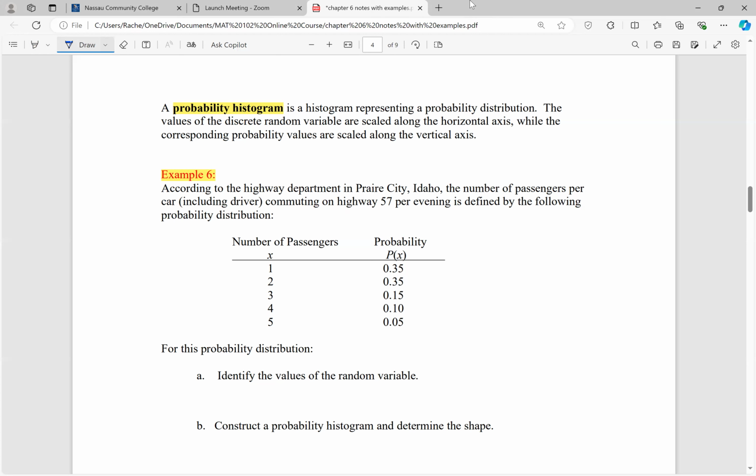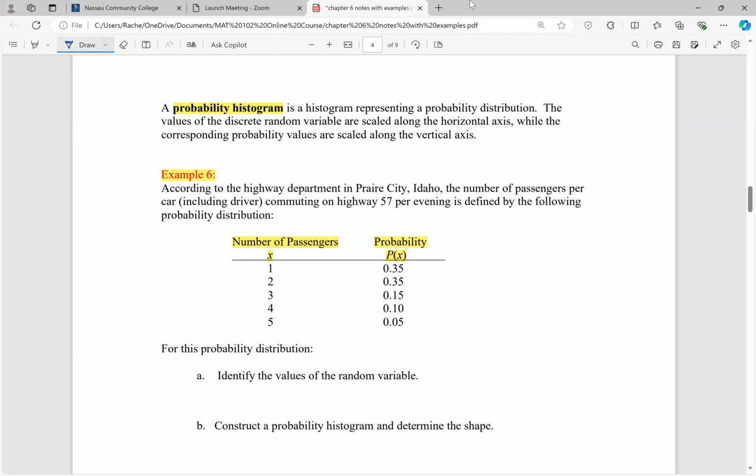So my random variable X represents the number of passengers per car. That's what X represents. And X is discrete, right? It can either be 1, 2, 3, 4, or 5 people per car. And then listed right next to it in the other column is the probability of X. So the probability that there's going to be X amount of passengers per car.